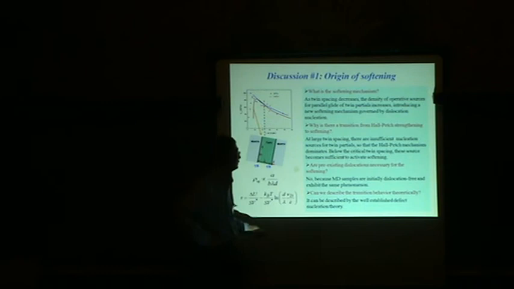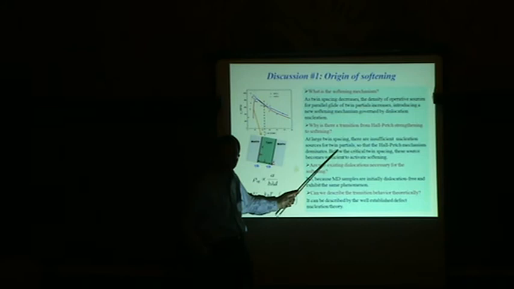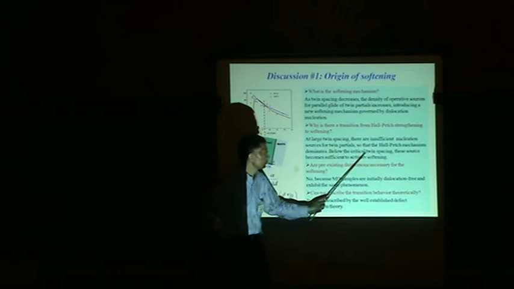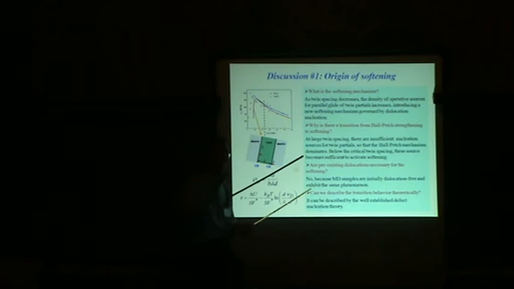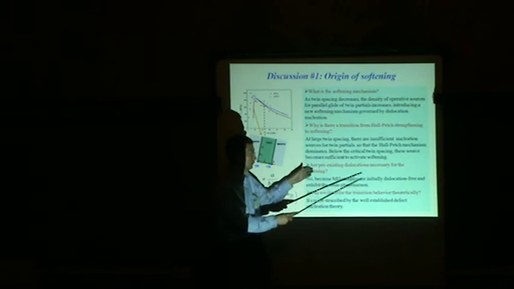So why is there a transition from Hall-Petch to softening? At a large twin spacing, there are insufficient nucleation sources of twinning partials, because these twinning partials are very sensitive to how many sources are available. Large twin spacing does not provide enough sources, so the Hall-Petch mechanism dominates. As you continue to refine the grains, you put more and more sources into the system, and you eventually activate this twinning partial mechanism.